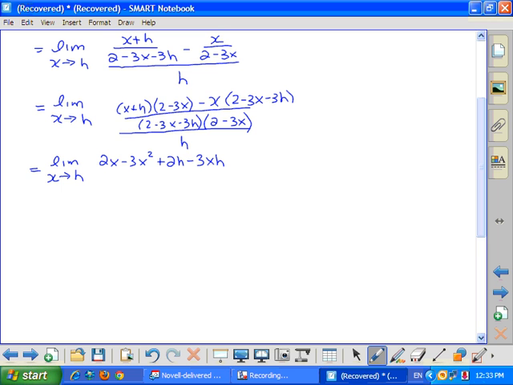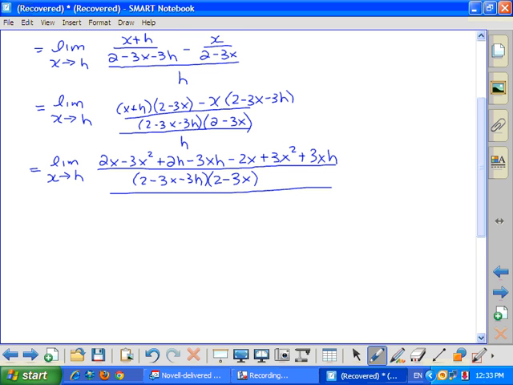I'm going to distribute in a negative x. So I have negative 2x plus 3x squared plus 3xh. That's all over that denominator. Never, ever, ever expand out the denominator. Never, ever. Okay, numerator only. And that's all divided by h.